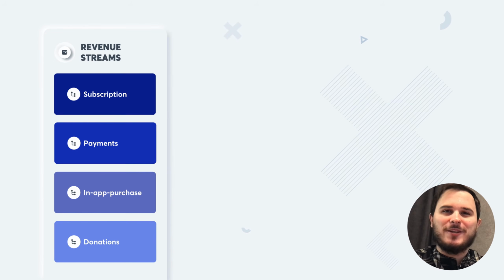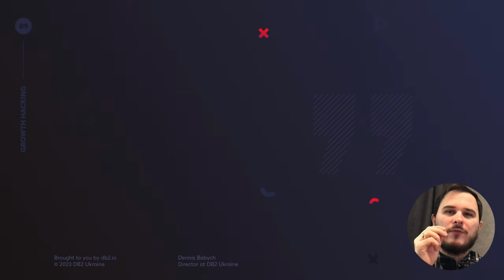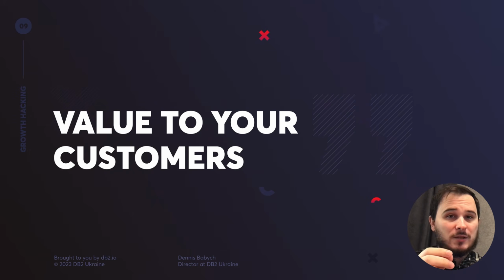Next, let's tackle revenue streams. Determine your available income sources and outline your pricing structure. But here's another pro tip. At the initial stage, don't obsess over monetization. Yes, you're running a business, not a charity, and income is essential. But when creating a business plan or starting a business, focus on the value you can provide to your customers. Trust me, once they fall in love with your product, it will be easy to implement monetization strategies like payments, subscriptions, ads, and so on.